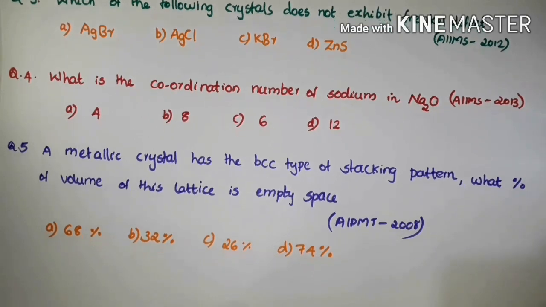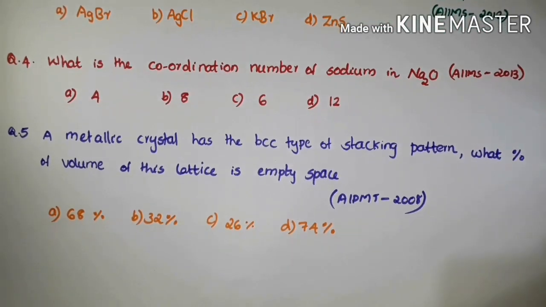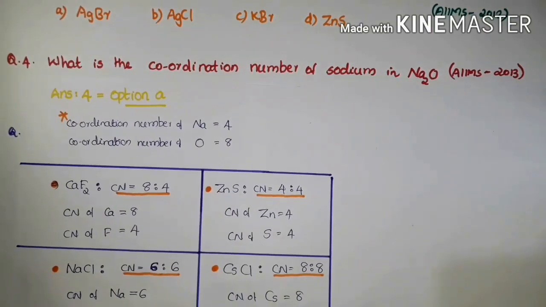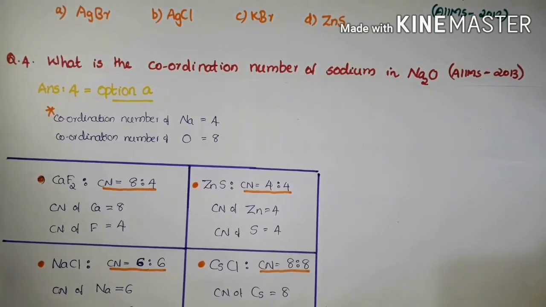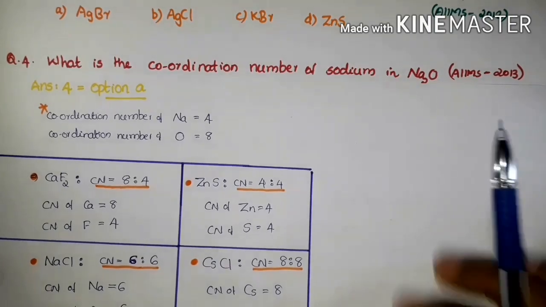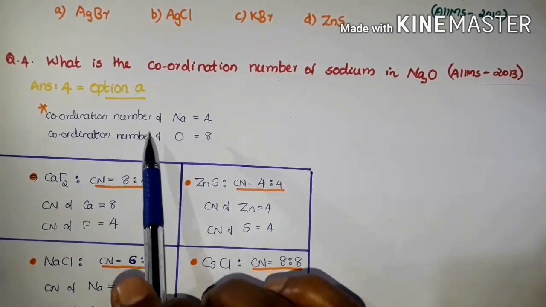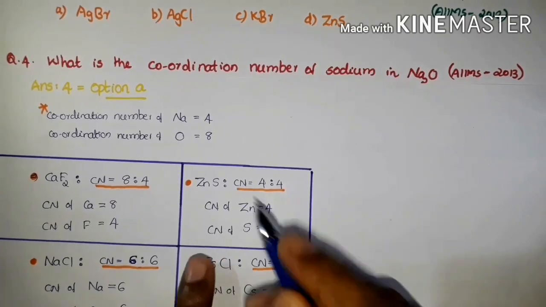Next question. What is the coordination number of sodium in Na2O? Coordination number of sodium in Na2O. Answer is option A, 4. So look at the answer. Coordination number of sodium in Na2O.